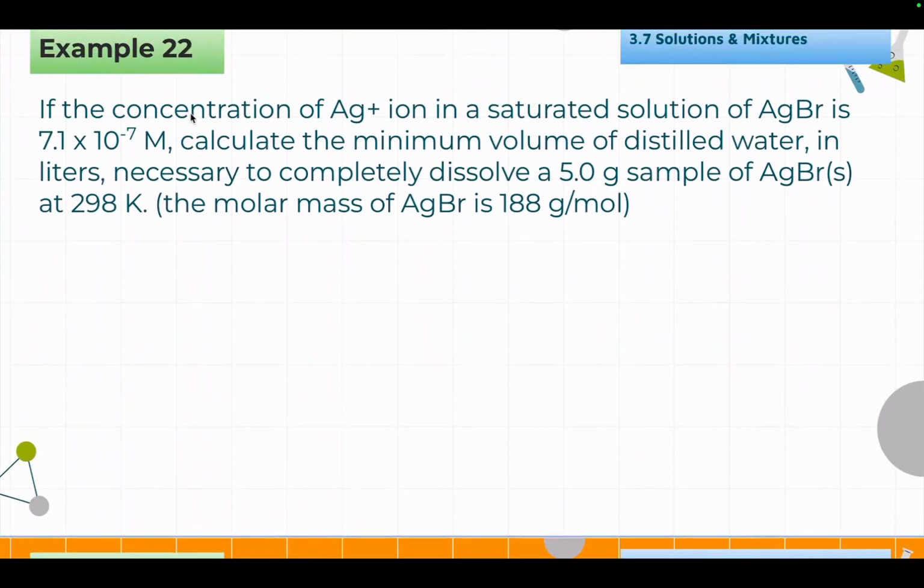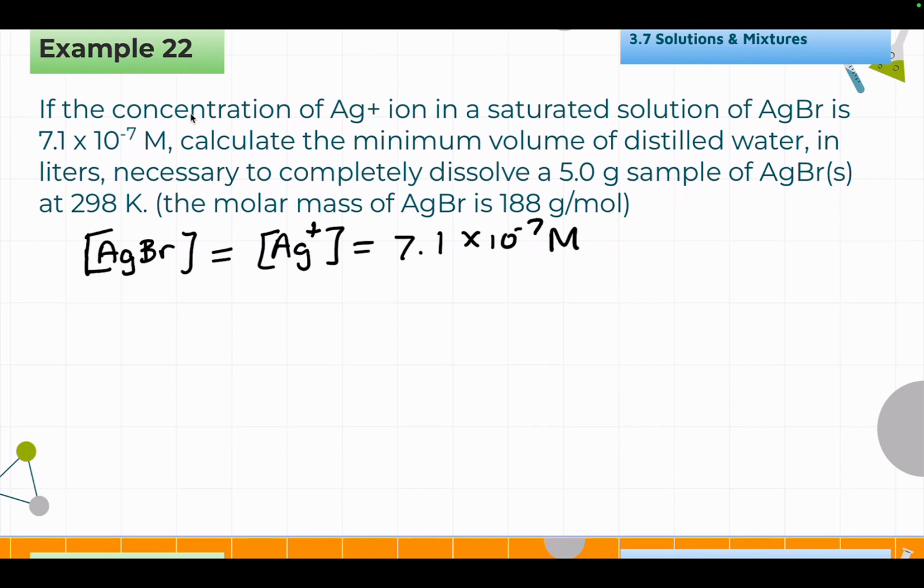Okay, let's do another problem here. If the concentration of silver ions in a saturated solution of silver bromide is, so now we know the molarity of the silver bromide is the same as the molarity of the silver ions, because they're in a 1-to-1 mole ratio, is 7.1 times 10 to the negative 7th moles per liter. Calculate the minimum volume of distilled water in liters necessary to dissolve a 5-gram sample.